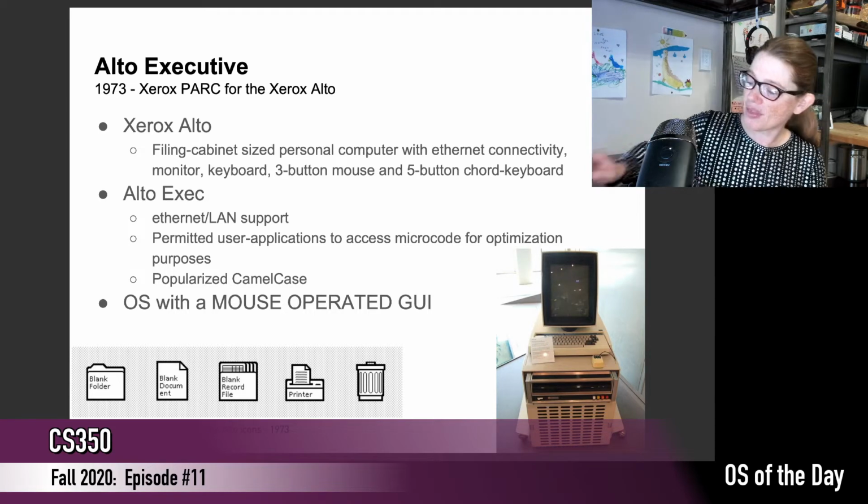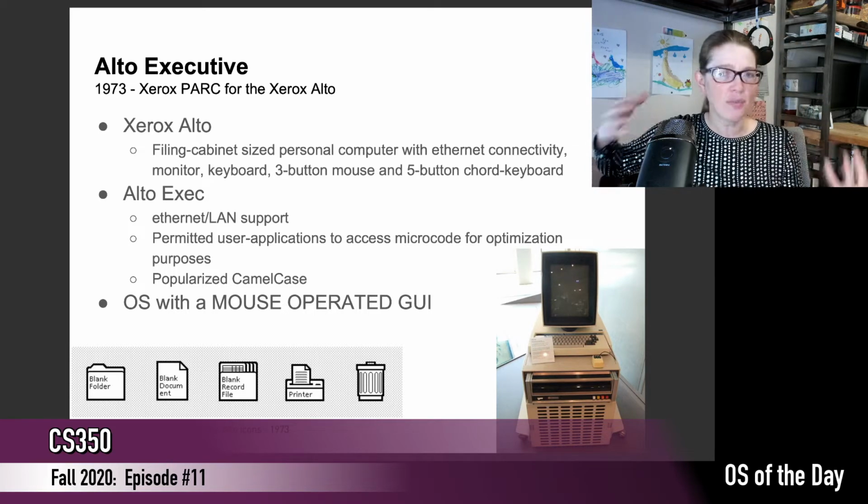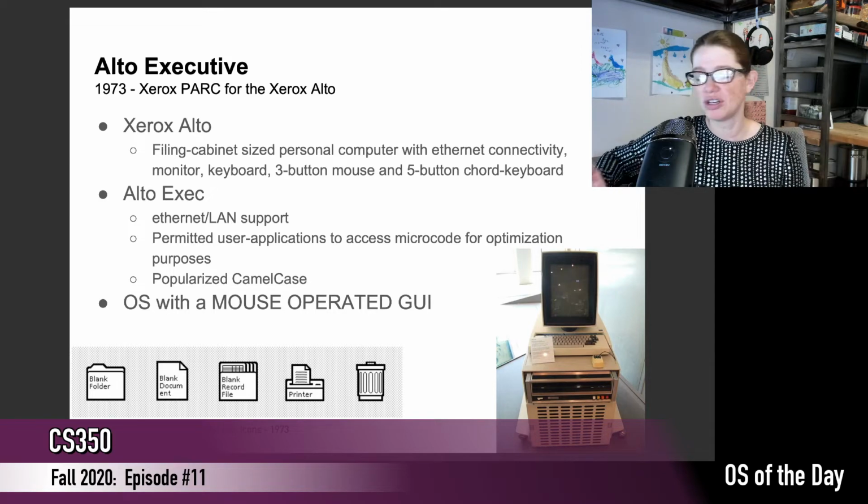So at the bottom that I have here, the operating system had all the other regular features you would expect, like preemption and so on. But at the bottom here, what I wanted to show you was what some of the icons on the desktop actually look like. Because if you look at these icons here, you'll recognize all of them. You've got an empty folder, an empty document. Now, a record file is something that we don't really use, but we've got a printer and a trash can.